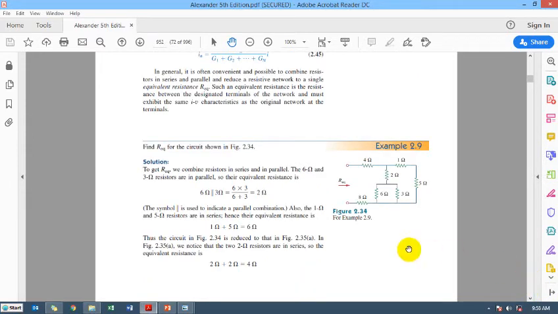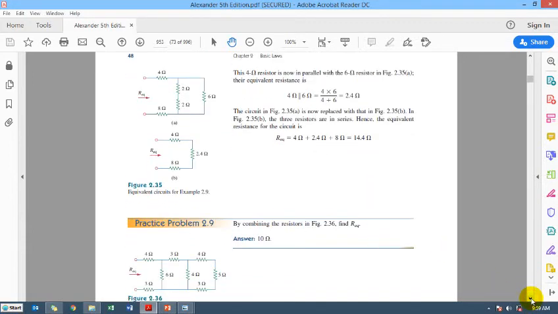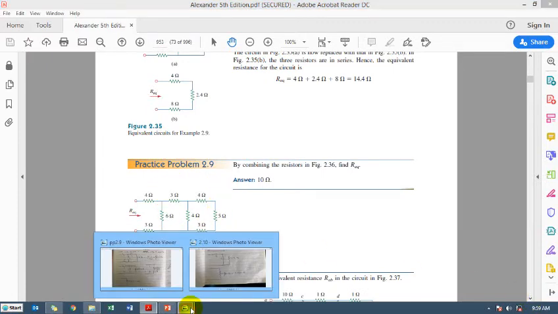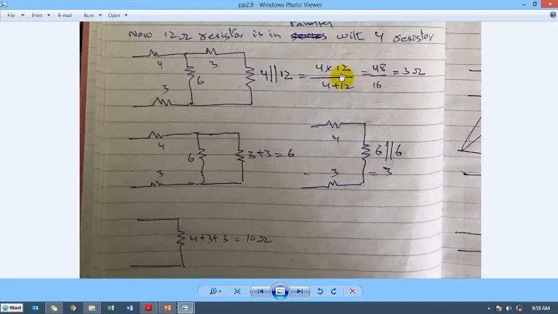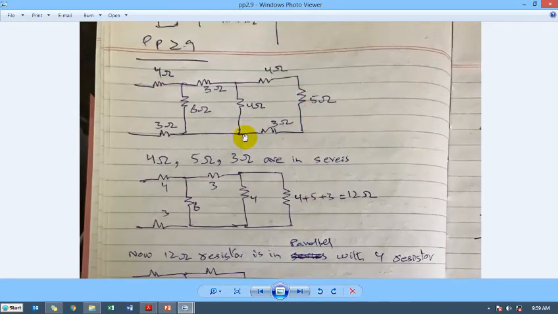Here is a bit of practice for you. This is example 2.9. You will do it yourself, and I will just go through this practice problem 2.9. I have drawn the original circuit here. They want us to find the equivalent resistance on these two points. This is not very difficult. These three resistances are obviously in series, because nothing is coming out of here, but the combination of 4 plus 5 plus 3 is connected on this point. So these three resistances are replaced with one single resistance equal to 12.